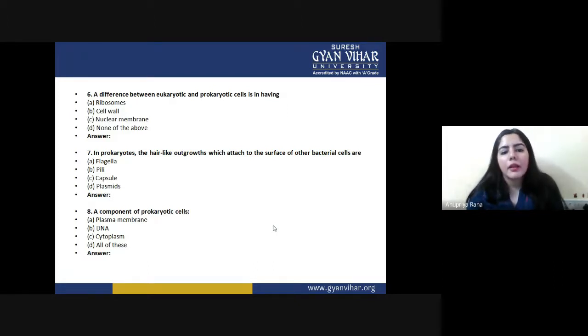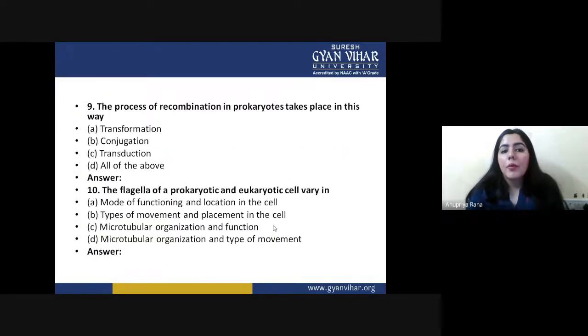In prokaryotes, the hair-like outgrowths which attach to the surface of other bacterial cells are called... I told you that they have some thread-like structures for attachment. These are also a component of the prokaryote cell. What are the components? The process of recombination in the prokaryote cell takes place in which ways? What are the ways? The flagella of the prokaryote and eukaryote cell vary in what? Majorly, flagella are present sometimes in both cells. What are the key differences? So I think you might be able to answer all these questions after the lecture.